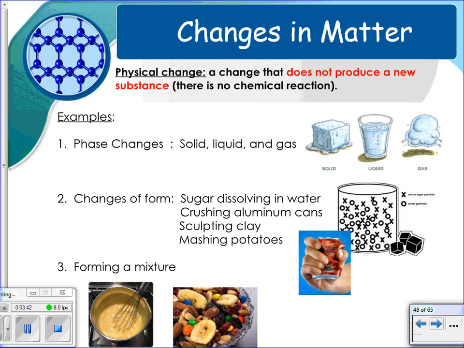Then we also have changes in matter. We have physical changes and chemical changes. This slide focuses on physical change. It's a change that does not produce a new substance. So phase change, any kind of phase change.